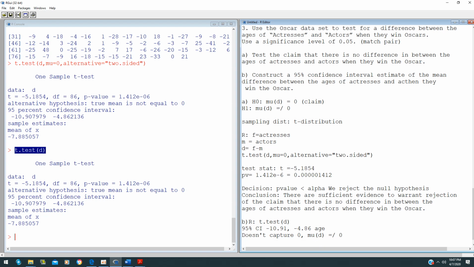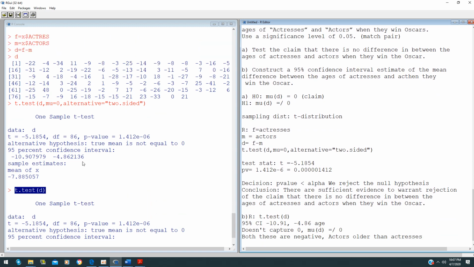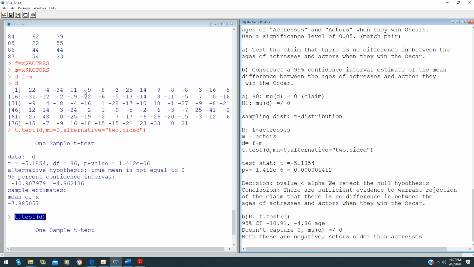The other thing to point out is that since both of these numbers are negative, you can say that the actors are older than the actresses in this case, because negative stands for the actors being older. You can tell by looking at the numbers here. When you see a negative number, it means the actors are older than the actresses at the time they won the Oscar. If you see a positive, it means the actress is older than the actor. So by looking at the confidence interval, both limits are negative. It's telling us that the actors are much older than the actresses when they win the Oscar in this case.